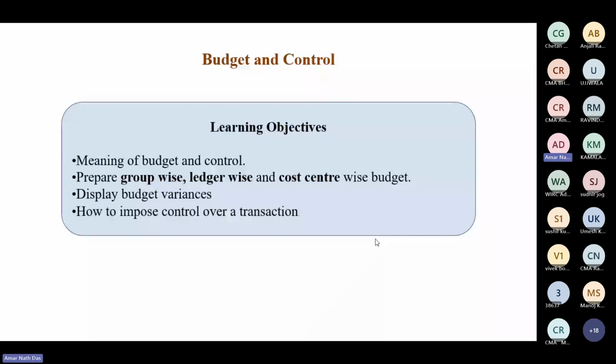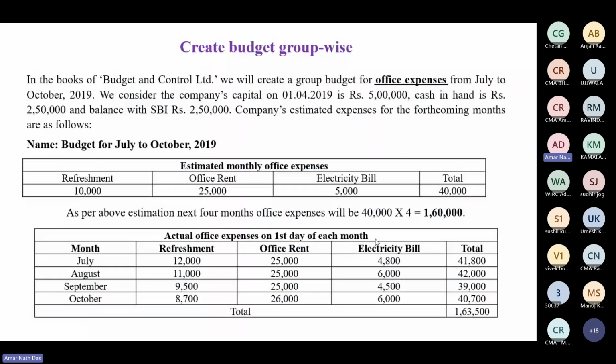In case of group wise, you will find the budget for July to October 19, regarding office expenses. We consider companies. At first, we just consider 5 lakh capital and 2.5 lakh cash, 2.5 lakh bank. At first, we will create these three ledgers, and then these are the budget estimated amounts: refreshment 10,000, office rent 25,000, electricity bill 5,000, and total 40,000.